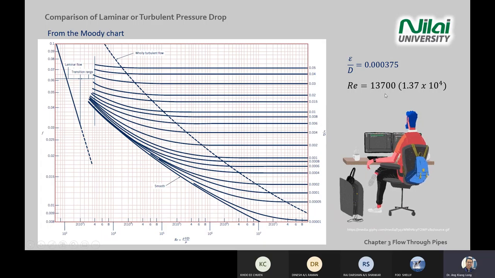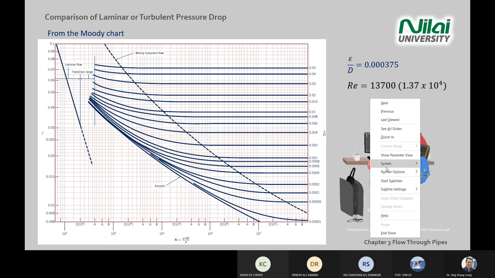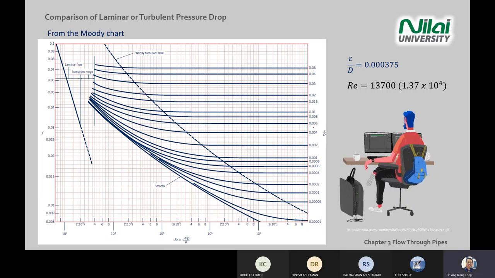Then you look at the Reynolds number. You use this line, 0.004. Cool, do you understand why you use 0.004? Why you look at the 0.004, do you understand?